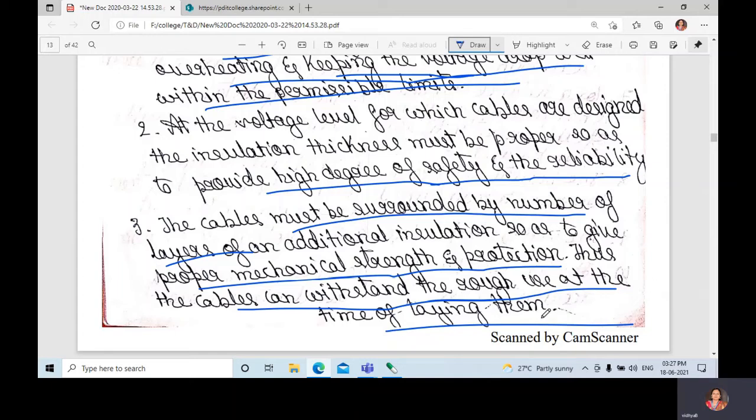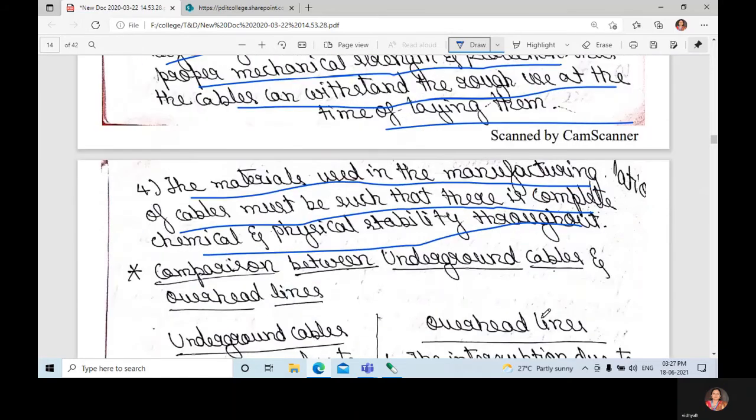That means while undergrounding the cables, while digging mud and while laying the cables, there will be rough use. It should not get damaged during transportation or while laying the cables. Material used in the manufacturing of cables must be such that there is complete chemical and physical stability. The chemical and physical qualities and stability should be good.